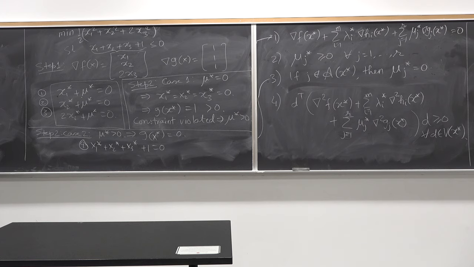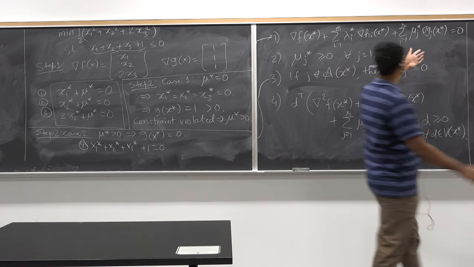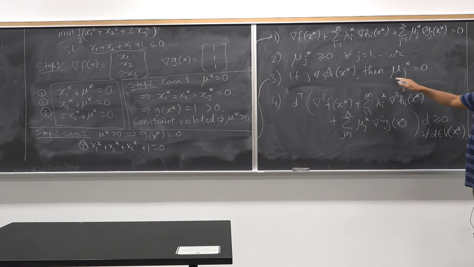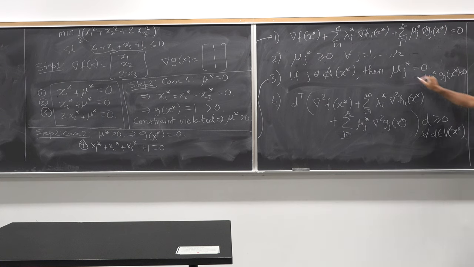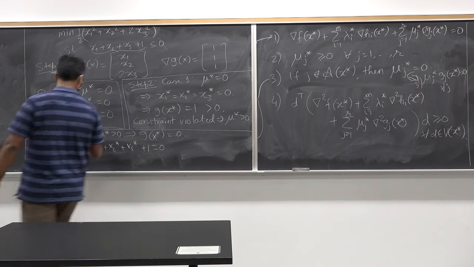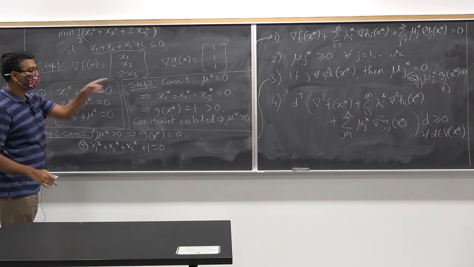Can we say the sum of the mu j times the gj is equal to zero? Right, so the third one, that is also an equivalent way of writing it, which is mu j star gj of x star is equal to zero. That's also equivalent to this statement for all j. So either mu j star is equal to zero or gj of x star is equal to zero, or both of them can be equal to zero. So this is also another way of writing three. You can call this three prime because that's equivalent, and you can call this three double prime because that's also equivalent to number three.